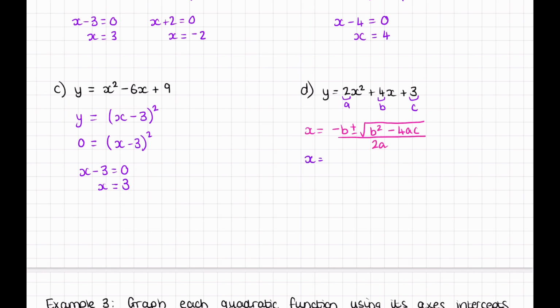Then we can sub in the values. We'll have x equals negative 4 plus or minus the square root of 4 squared minus 4 times 2 times 3, all over 2 times 2. Simplify this down and we'll end up with negative 4 plus or minus the square root of negative 8 over 4. Because we have a negative under the square root, there are no real solutions, so there are no x-intercepts.